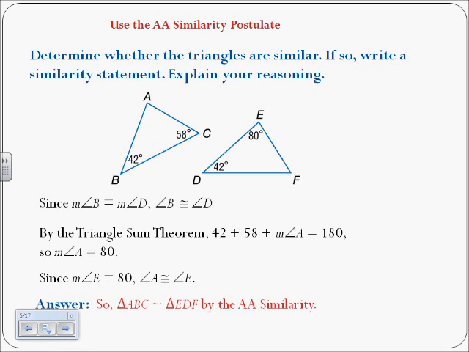With that statement, then, the two triangles are similar by the angle-angle similarity postulate. If we know that we have angle A being 80 degrees, we have two congruent angles there, we have two congruent angles there, and then by the angle-angle similarity postulate, we have the two triangles being similar.